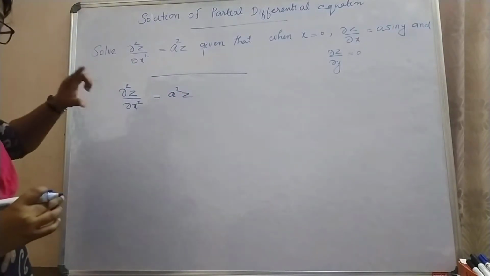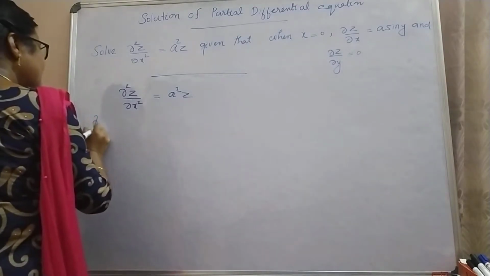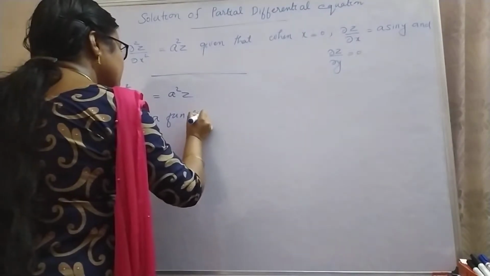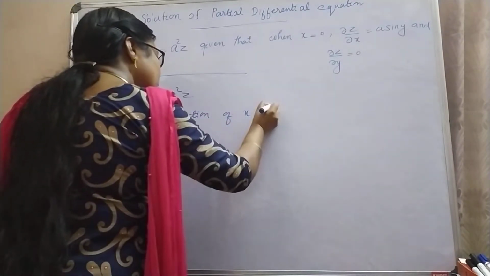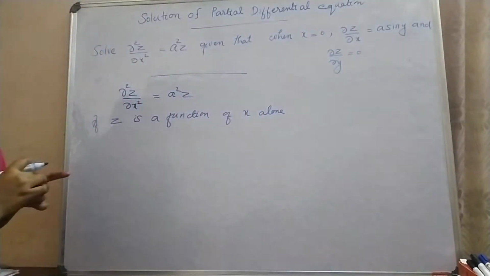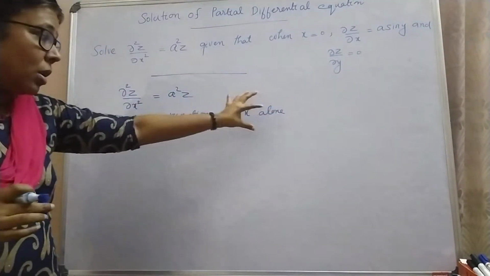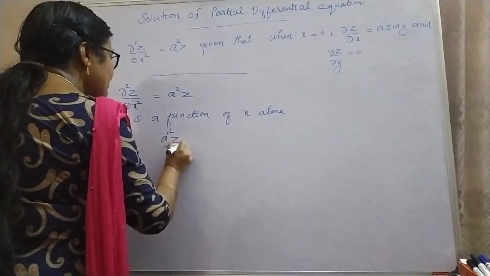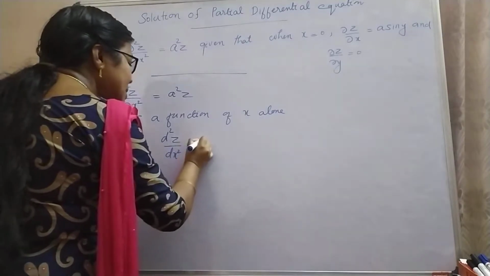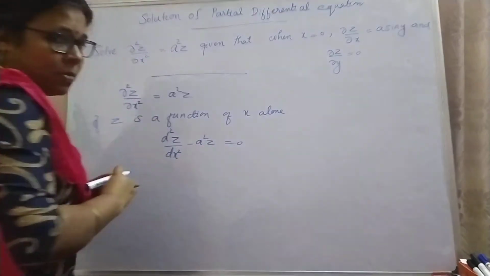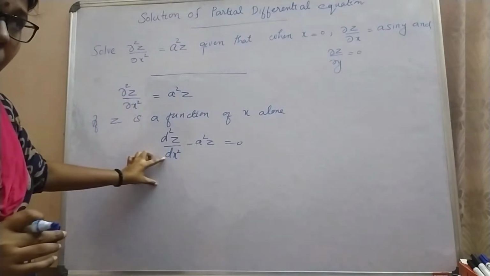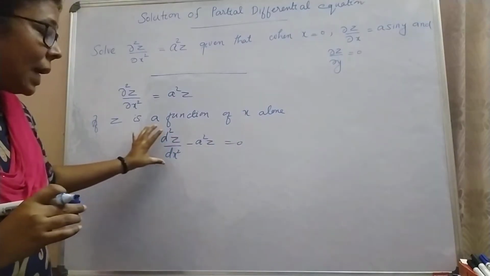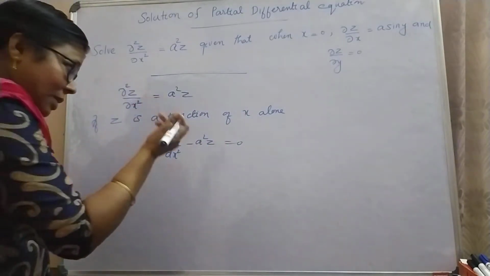If z is a function of x alone, we have to write this PDE as d²z/dx² − a²z = 0, which is not a PDE, which is an ordinary differential equation. How do we have to solve this? By writing the auxiliary equation.